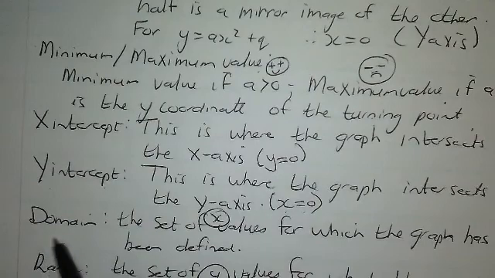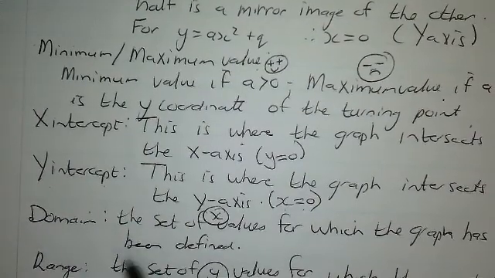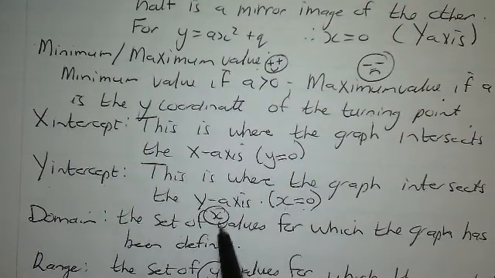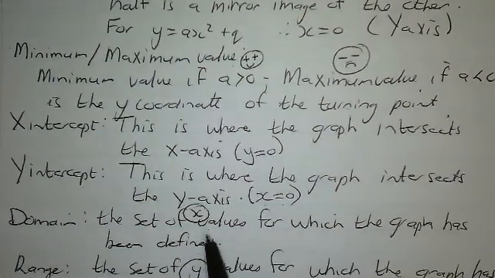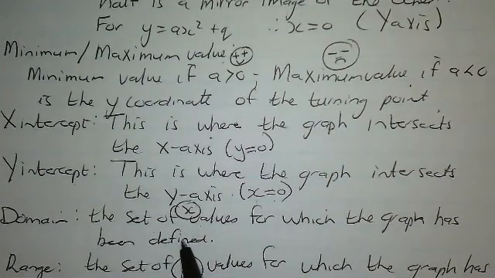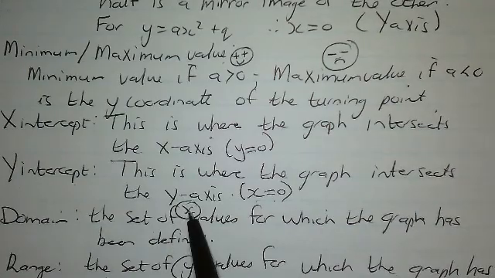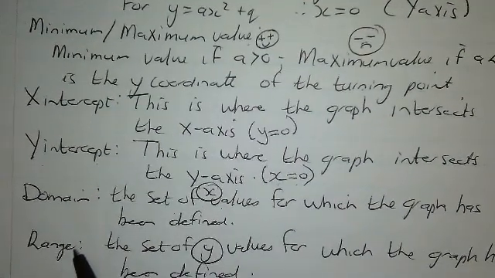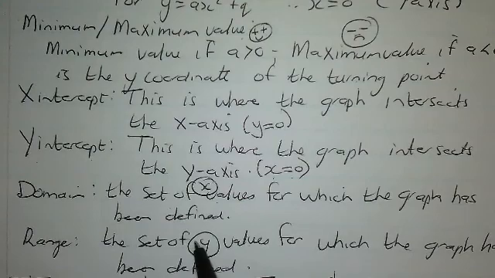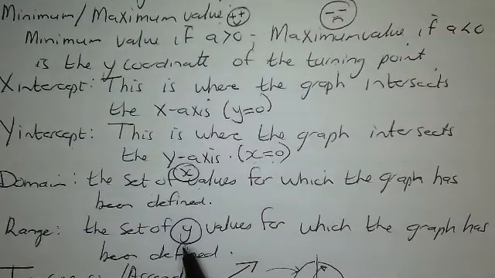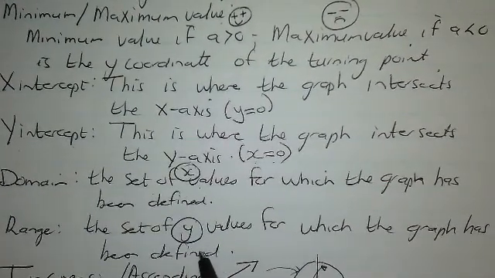What will be the domain? The domain will be the set of x values for which the graph has been defined. So domain will be the x values. What will be the range? The set of y values for which the graph has been defined.